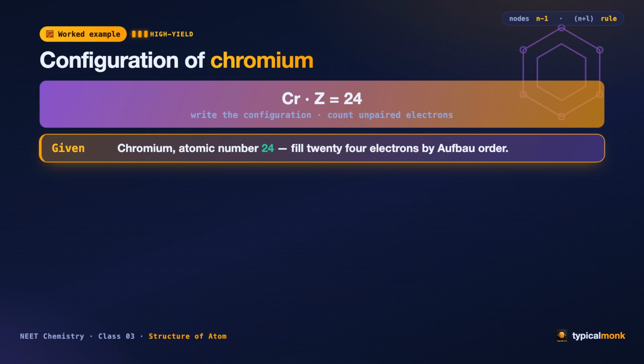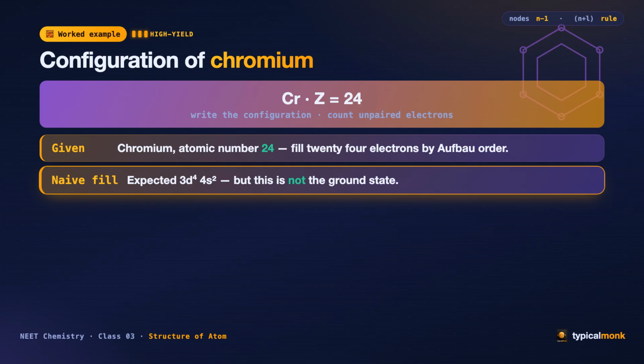Time to solve a full NEET favorite together. Slowly, the monk's way. Write the ground state electronic configuration of chromium, whose atomic number is 24, and then count its unpaired electrons. Step 1. Start from what is given. Chromium has 24 electrons, and we place them one by one in order of rising energy, following the Aufbau path.